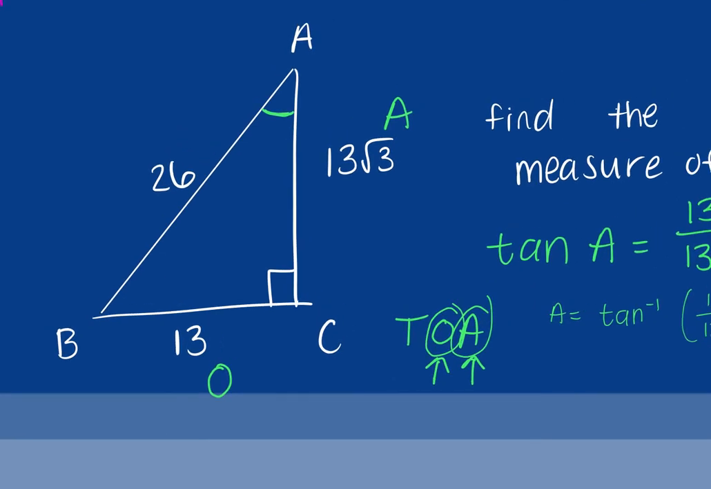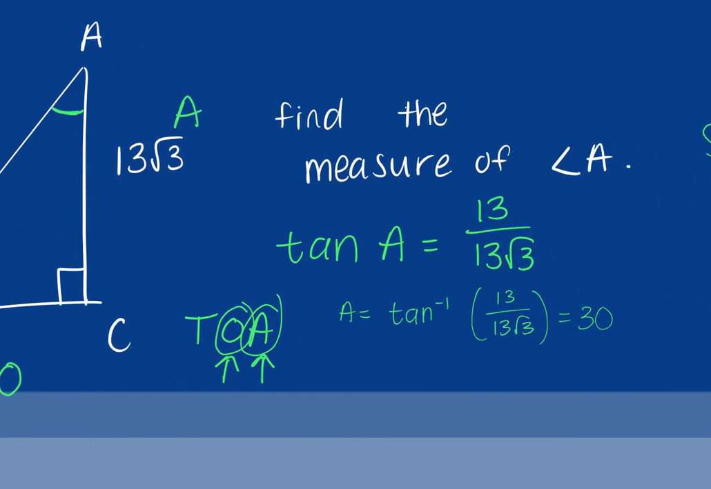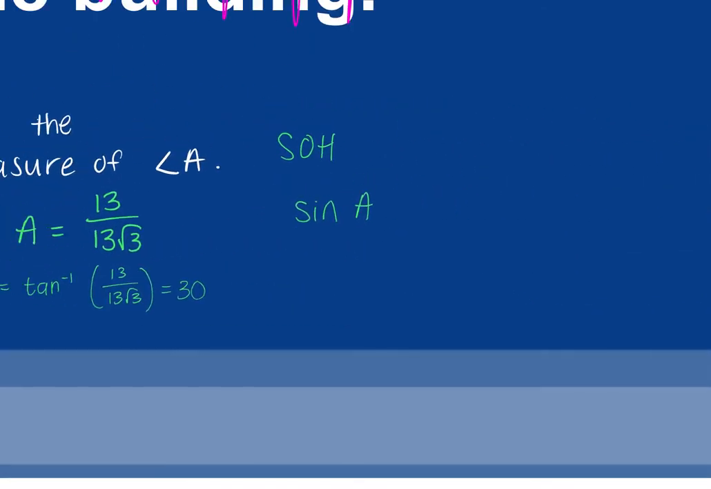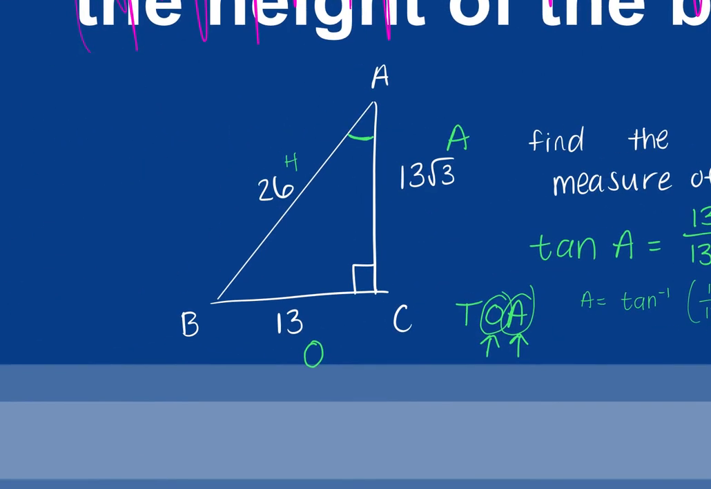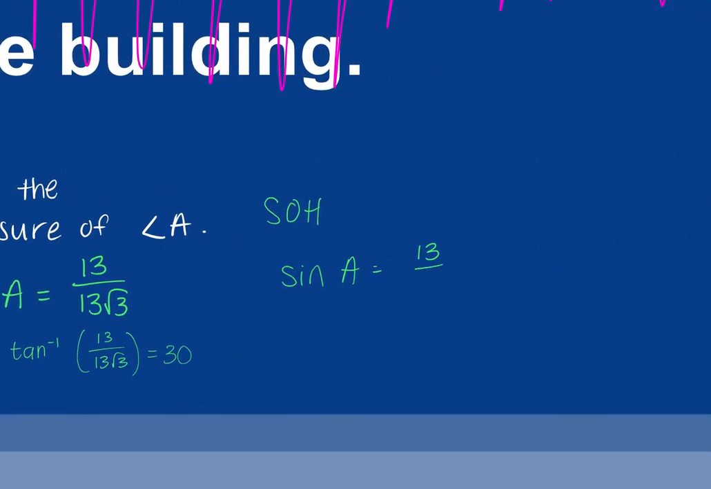What does H stand for? 26, or the hypotenuse, right? H stands for the hypotenuse, which is our 26. So the sine of A is going to be 13, which is our opposite, over the hypotenuse, which is 26, right? You guys with me? Okay.